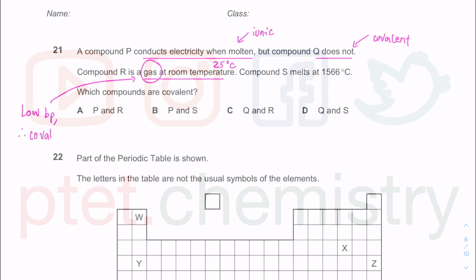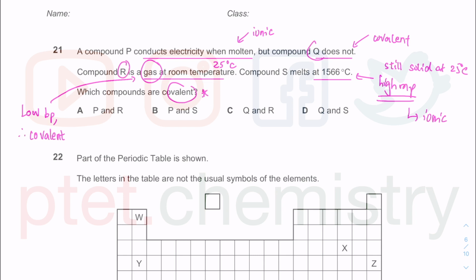This is a property of a covalent compound. The other compound's melting point is high. It hasn't melted yet, it's still a solid. Still solid at 25 degrees Celsius or room temperature, there's a very high melting point, so that's ionic. We are looking for covalent, so we have R and we have Q. So Q and R will be the correct answer there.